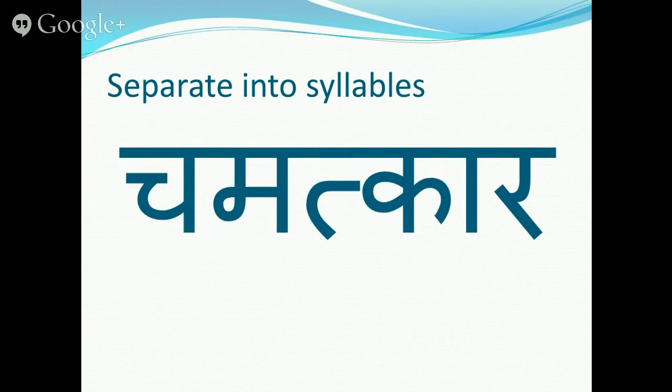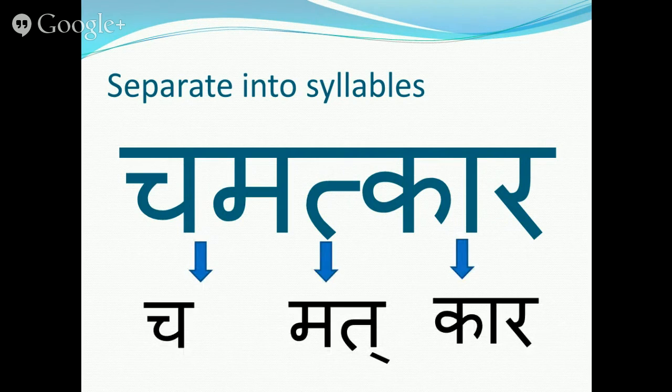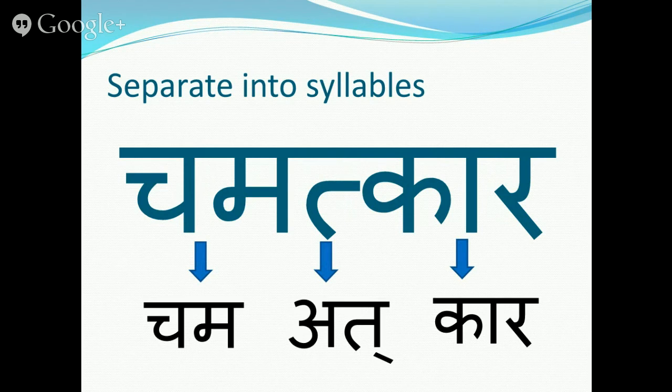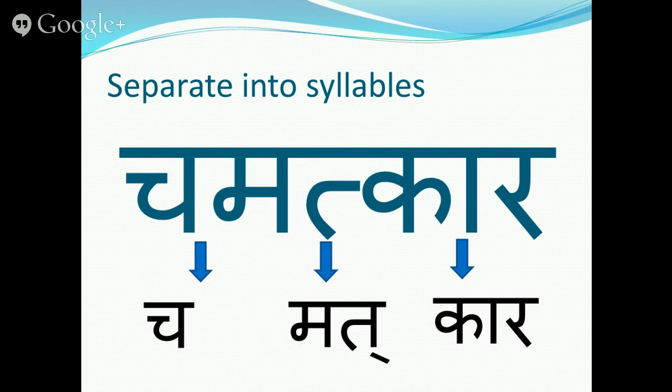Three syllables because we have a conjunct. So we have cha, mat, kar. Or alternatively, we could have broken it this way, cham, at, kar. Still three syllables, we just broke it a different way.